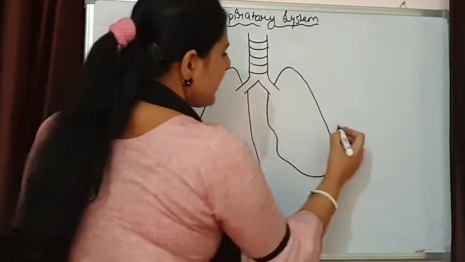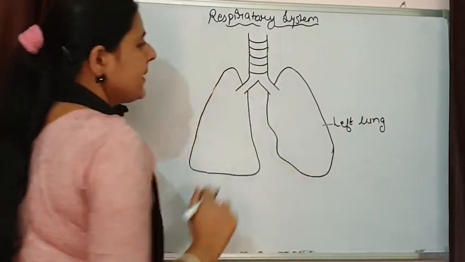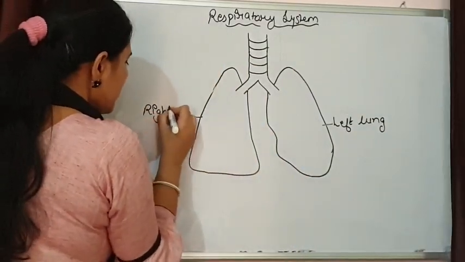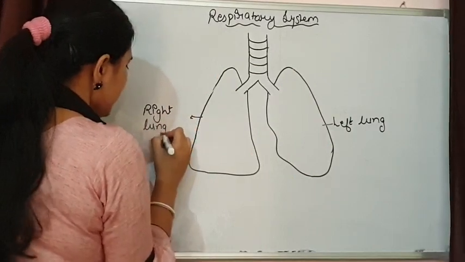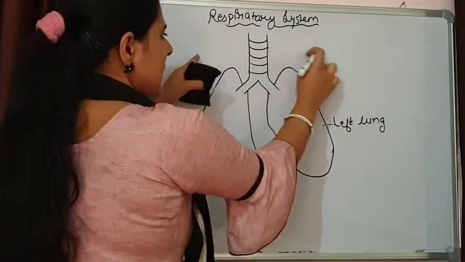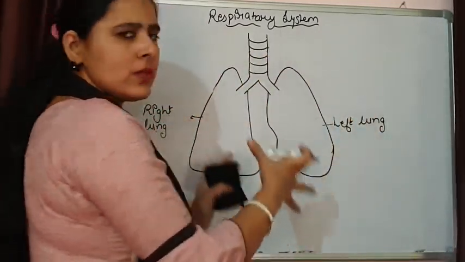So this is the left lung. One primary bronchus is going to enter into the left lung, and the second primary bronchus is going to enter into the right lung. If we see the lungs, there is a cavity, the thoracic cavity or chest cavity, that is going to enclose these lungs.